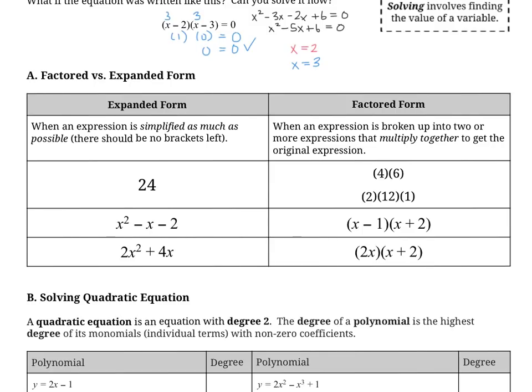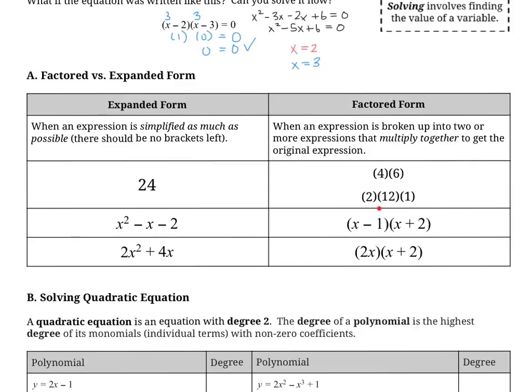That form that we were just talking about, where two or more things are multiplying against each other, is called factored form. Expanded form is when the expression is simplified as much as possible. There should be no brackets left. Factored form is when an expression is broken up into two or more expressions that multiply together to get the original expression. I'm going to give a numerical example of 24. In elementary school, you were asked to factor 24, and someone might have come up with 4 times 6. So 4 times 6 is equal to 24, and it's broken up into two things that multiply together to make 24. So this is factored form.